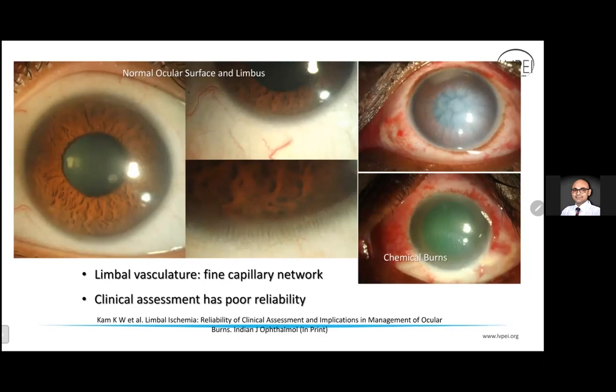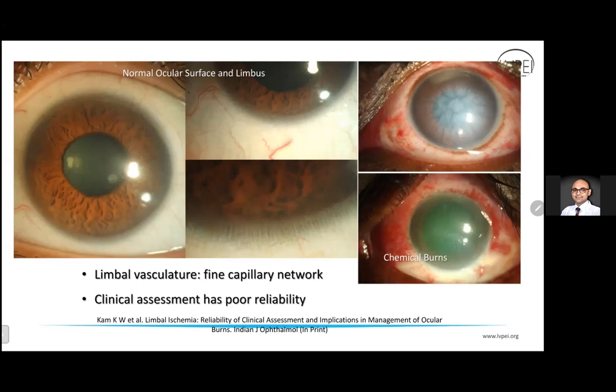So one of the main reasons why ischemia is so difficult to clinically interpret is because of the congestion and the subconjunctival hemorrhaging that accompanies it. Because there is bleeding and because there is congestion, it sometimes masks the ischemia. The eye looks red, so you think there is no ischemia.